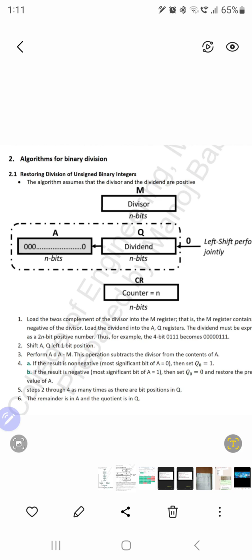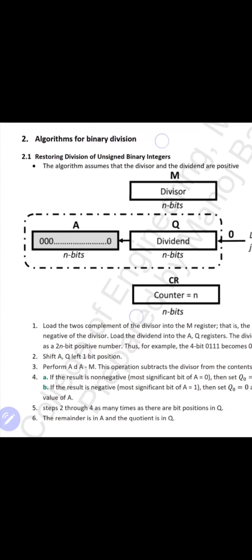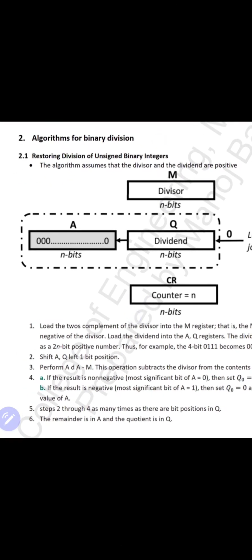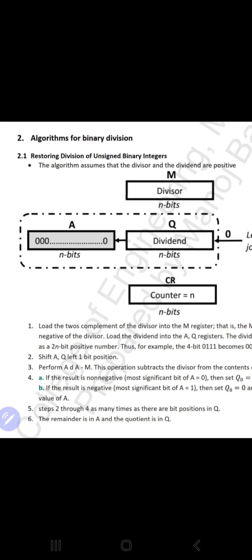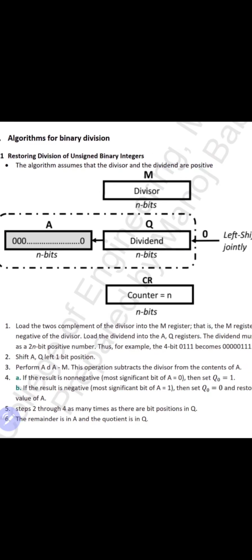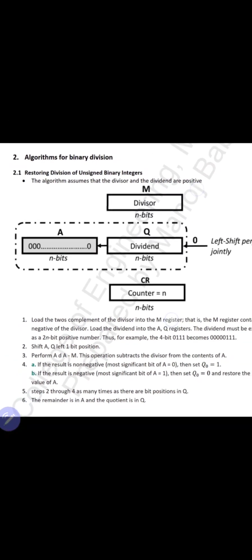Today's class we are discussing the algorithm for binary division. There are two types of algorithms in binary division: restoring division of unsigned binary integers and restoring division of signed binary integers. The algorithm assumes that the divisor and the dividend are positive. Here, in unsigned binary integers, this algorithm considers that the divisor and dividend are positive.